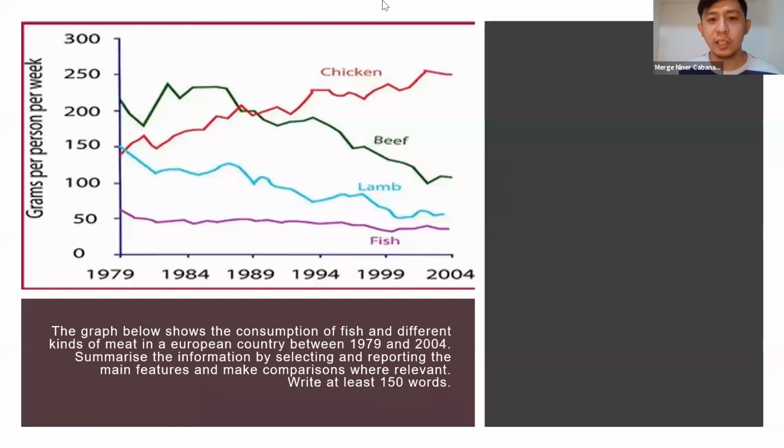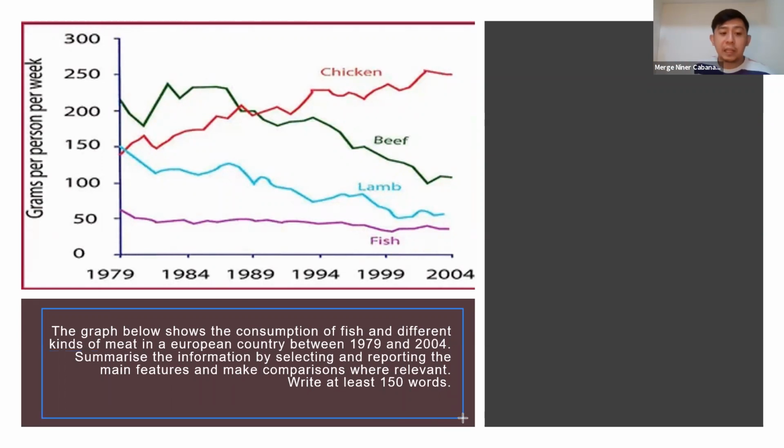Okay. So here is your task description. I'm going to box it in blue color. So I'm reading this to you, okay? The graph below shows the consumption of fish and different kinds of meat in a European country between 1979 and 2004. That is your first line of the task description. Summarize the information by selecting and reporting the main features and make comparisons where relevant, and then write at least 150 words. So first of all, what are the words that we're going to avoid here?